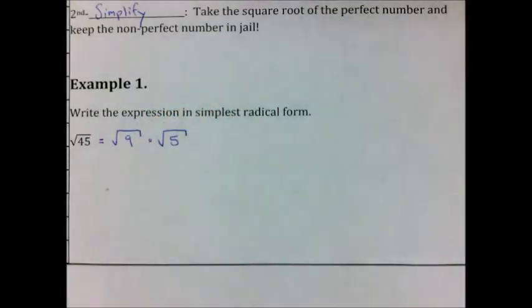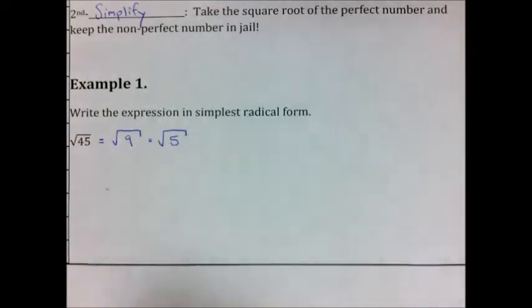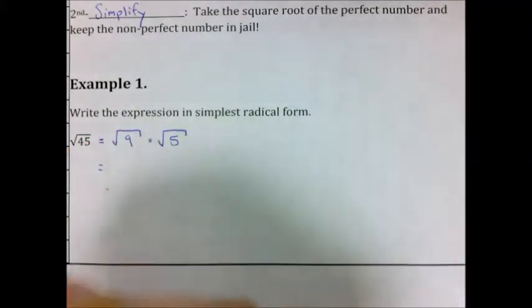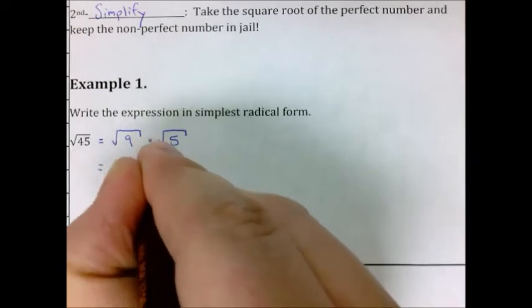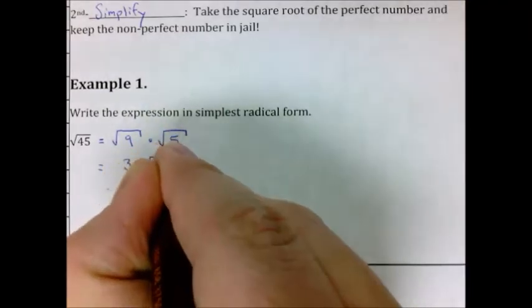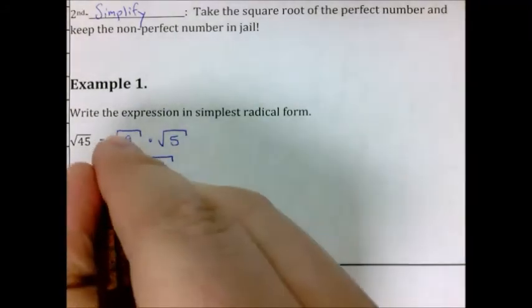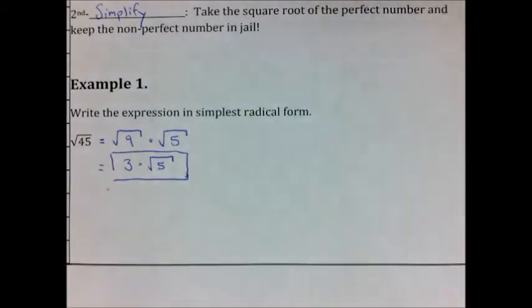Okay, and these are both in jail now, right? The square root of 9 is in jail and 5 is in jail. But 9 just happens to be one of those perfect numbers that we like so much. So we can find the square root of 9, and we know the square root of 9 is just 3. And we can still multiply that by the non-perfect number, that naughty number 5. Okay, and this is the simplified radical version of the square root of 45.